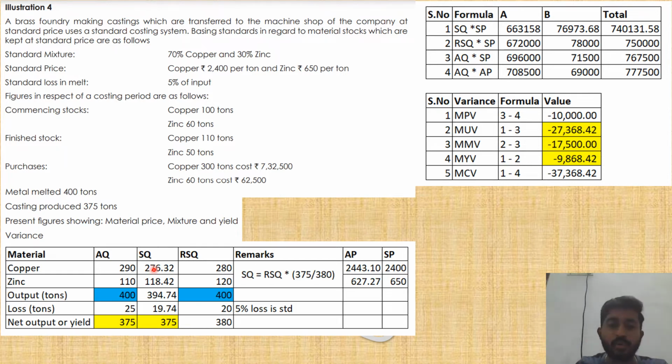Same formula you apply. You can find the standard quantity of zinc. Total the quantity, you will get 394.74. 375 is the output. And if you see, the same 5% will be the loss, and the 5% loss is deducted. Okay, so all the quantities are here.